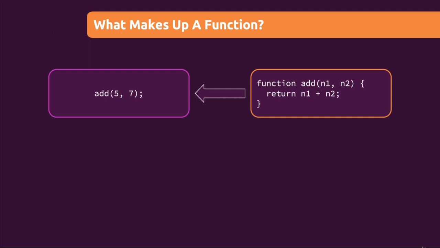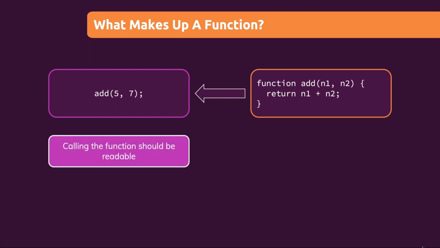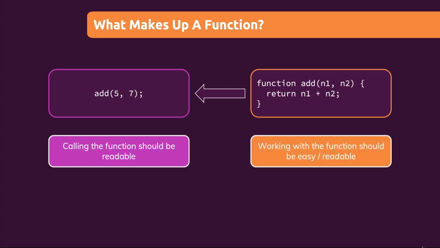And when we talk about clean code, both parts should be clean. Calling the function should be readable and also easy for us as a developer. If we are calling a function, we want to have an easy time doing so. For example, the argument order should be clear. And of course, working with the function, writing code in an existing function, maintaining existing functions should also be easy. So the function body, the definition of a function, should also be readable.